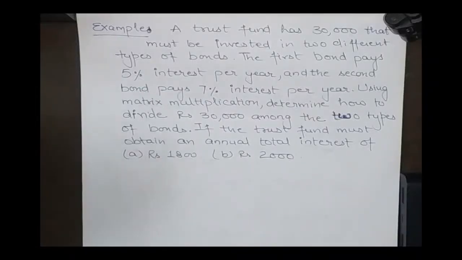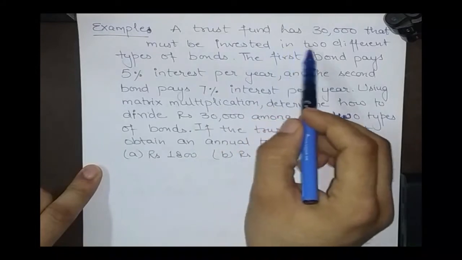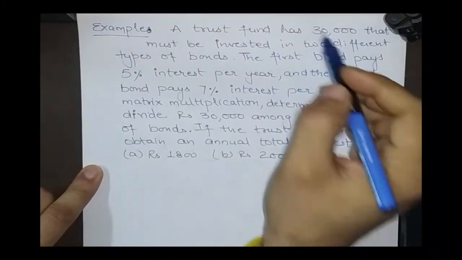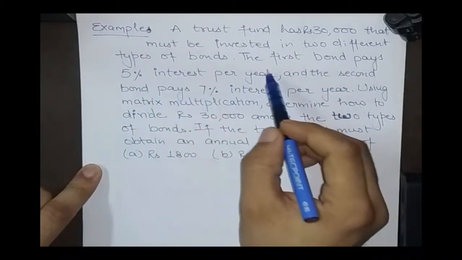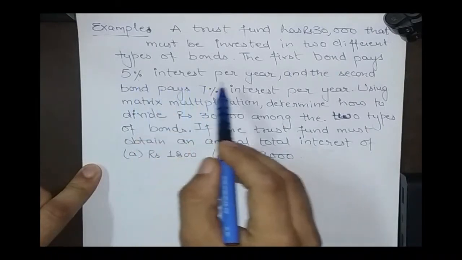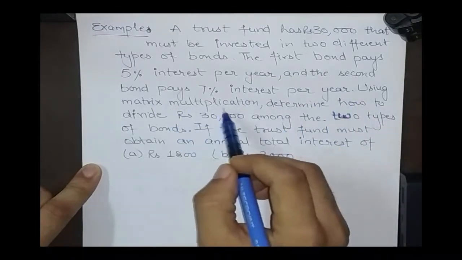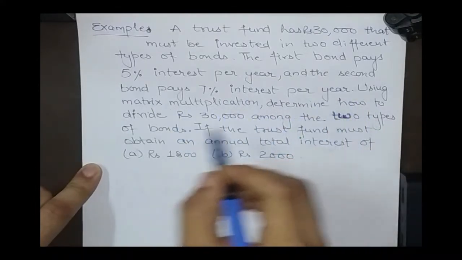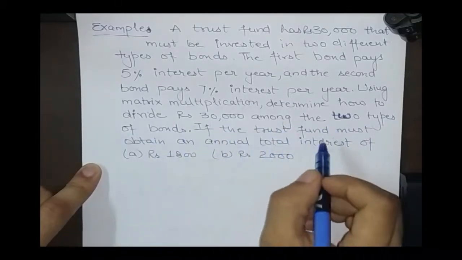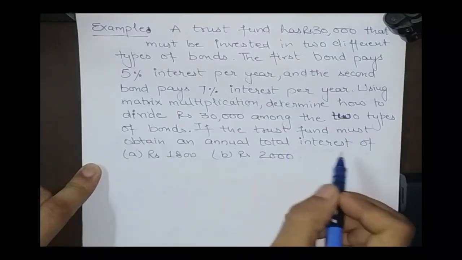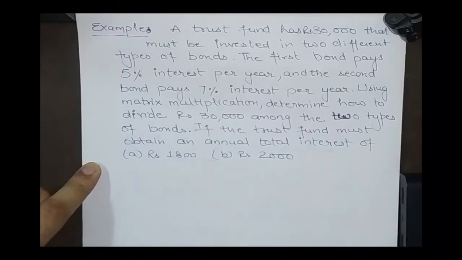Now the next example. A trust fund has 30,000 rupees that must be invested in two different types of bonds. The first bond pays 5% interest per year and the second bond pays 7% interest per year. Using matrix multiplication, determine how to divide rupees 30,000 among the two types of bonds, if the trust fund must obtain an annual total interest of rupees 1800, rupees 2000.